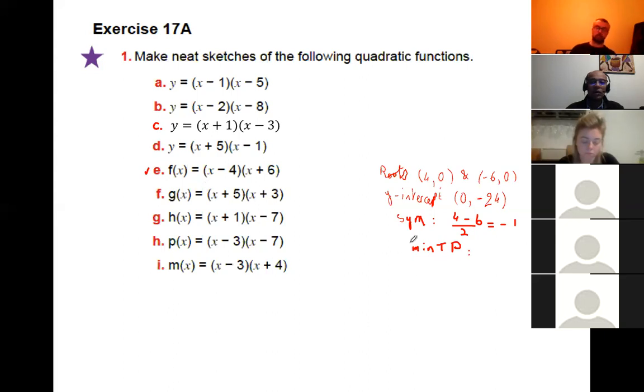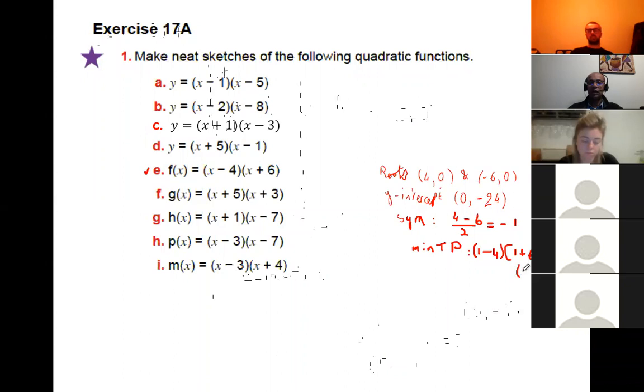So when x equals 1, you've got 1 minus 4 times 1 plus 6. So 7 times -3, that is -21. So I've got a turning point of 1, -21.